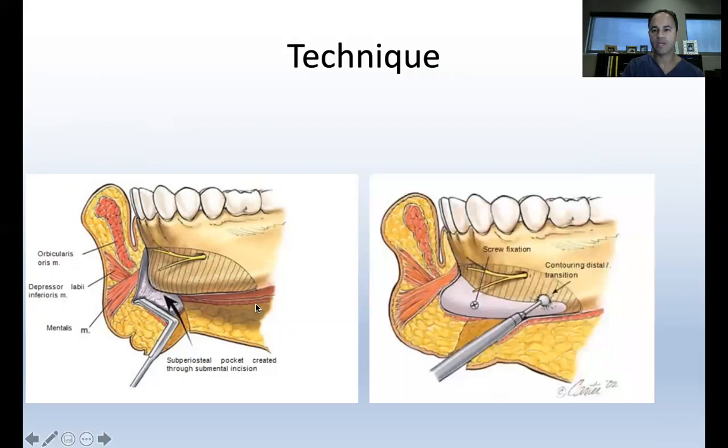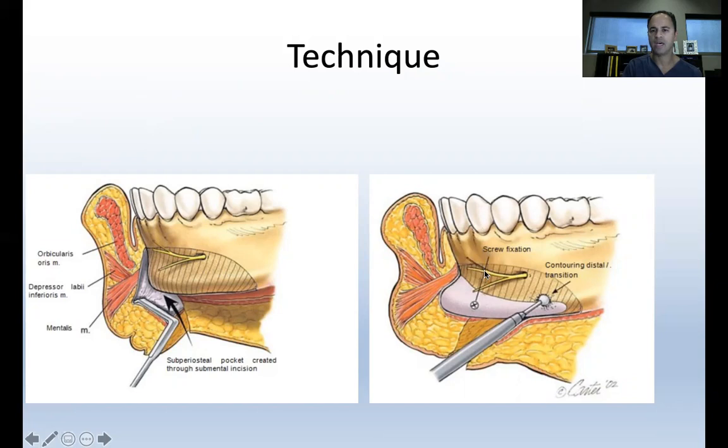We fixate the chin implant either with screw fixation or with suture fixation to the periosteum, and we can contour the implant laterally. It is important to maintain at least a centimeter clearance from the mental nerve, and also in relationship to the incisor, make sure that we are at least 1 centimeter from the distal end of the incisive tooth if we're going to place this screw. Also, screw fixation should be placed in the interdental papillae in order to avoid any kind of tooth root injury.